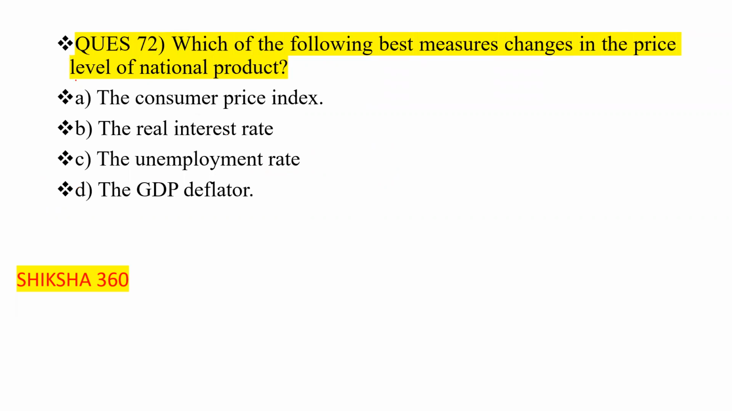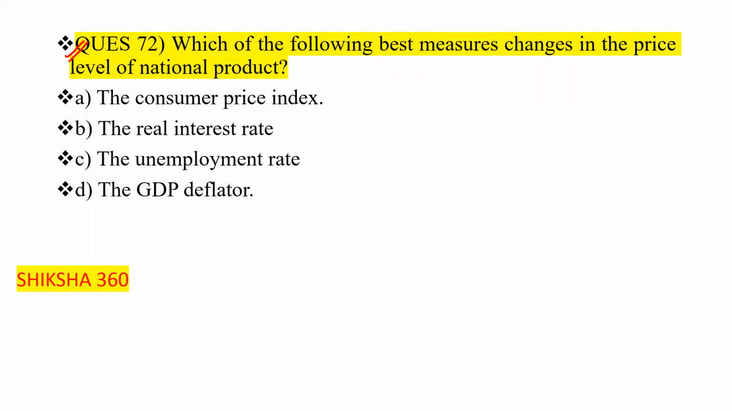Now move to the next question, question number 72. Which of the following best measures change in the price level of the national product? Basically at the national level.